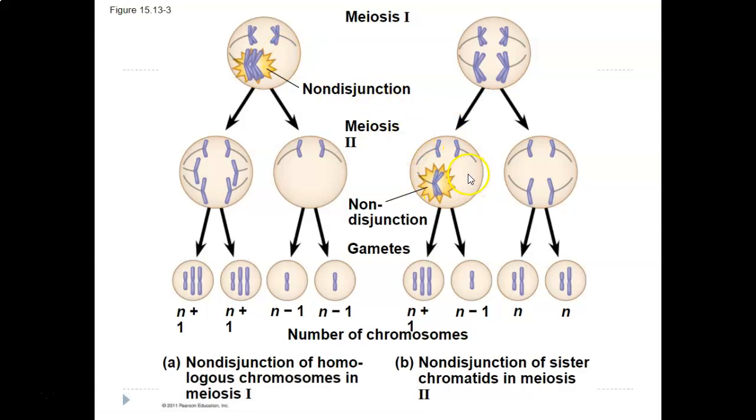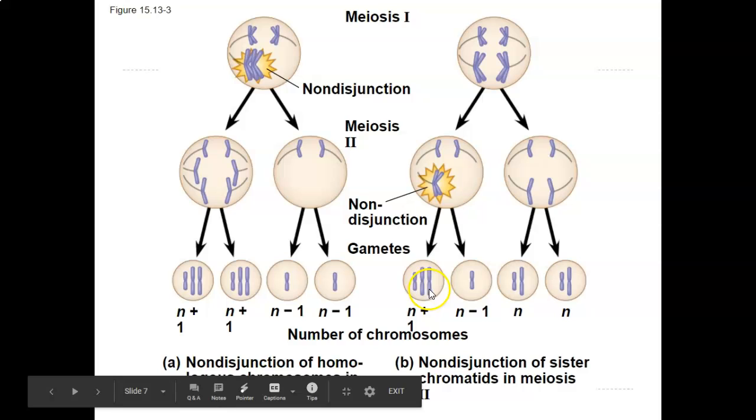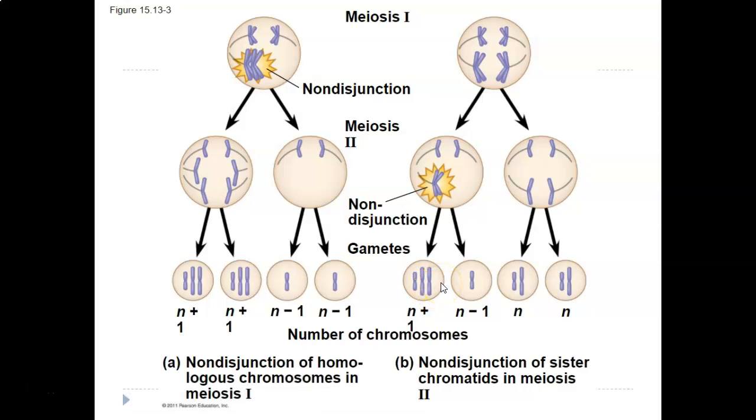This is the same phase of meiosis, anaphase, but instead of failing to separate in meiosis 1, it doesn't separate in meiosis 2. And in this case, half of your gametes are going to be fine, and half of your gametes are going to have an incorrect number of chromosomes. So if non-disjunction happens in meiosis 2, only half of your gametes are affected. If non-disjunction happens in meiosis 1, all of your gametes are affected.